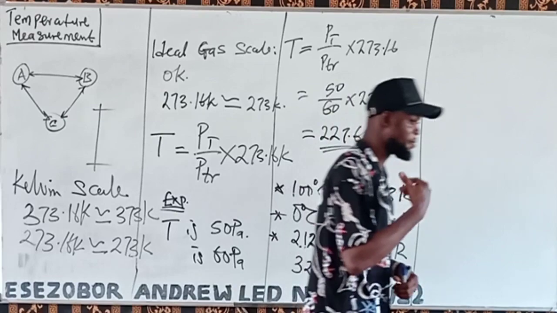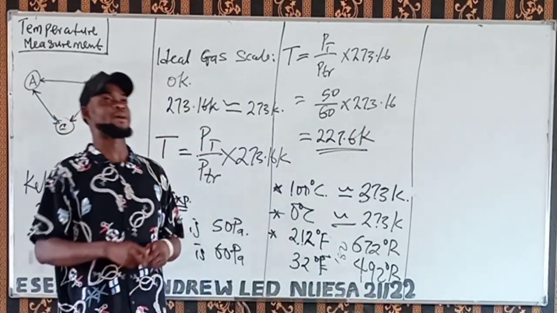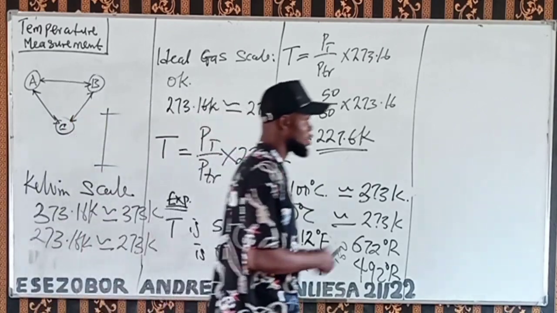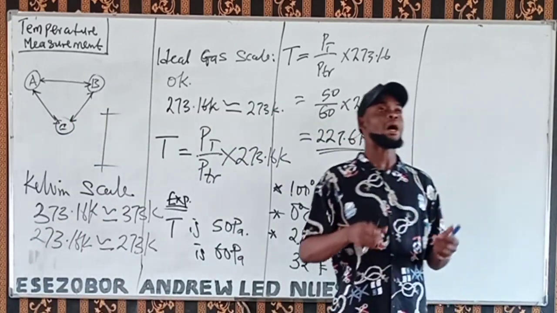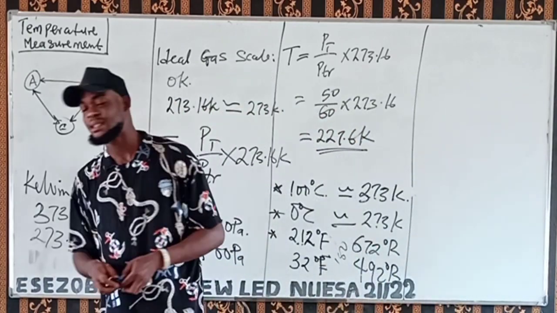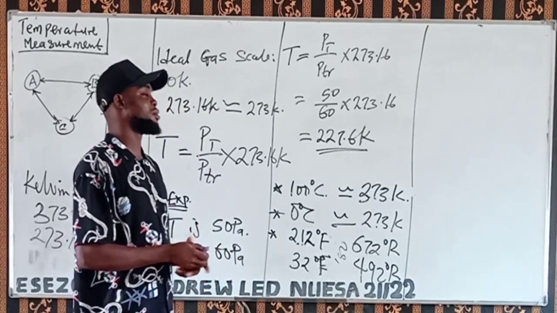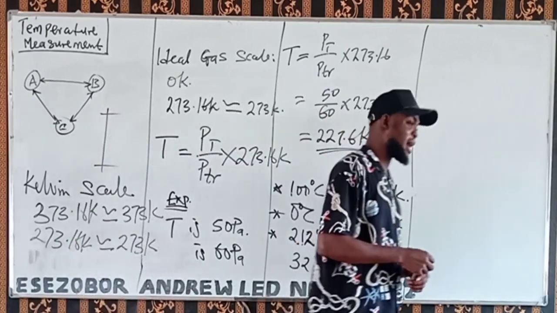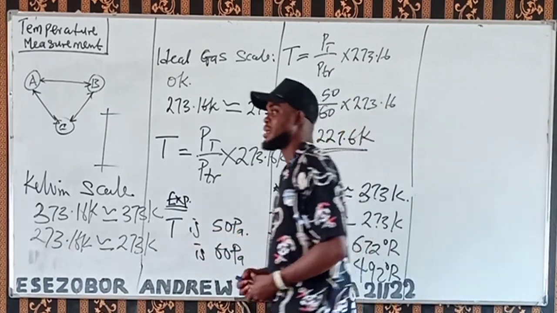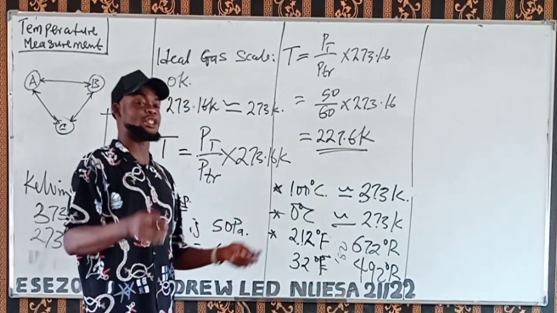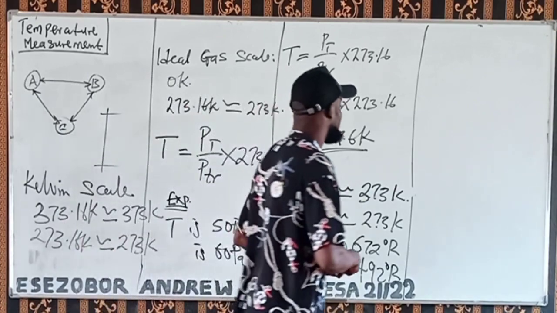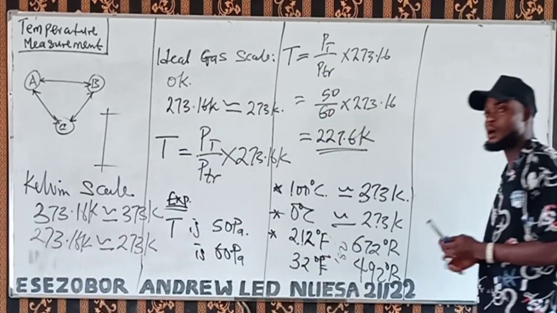Thermometers in practice. We have a lot of them. We have the constant volume gas thermometer, the platinum resistance thermometer, the thermocouple thermometer, the liquid in glass thermometer, which can be alcohol, mercury, and so on. Then we have the radiation pyrometers.